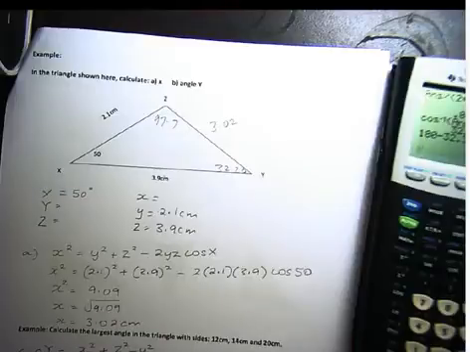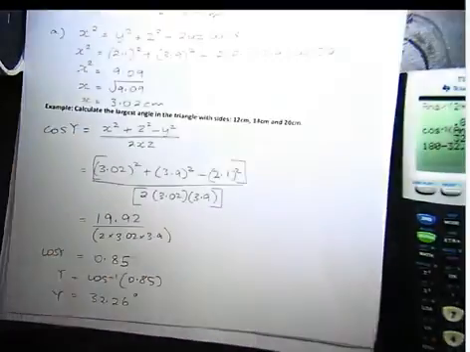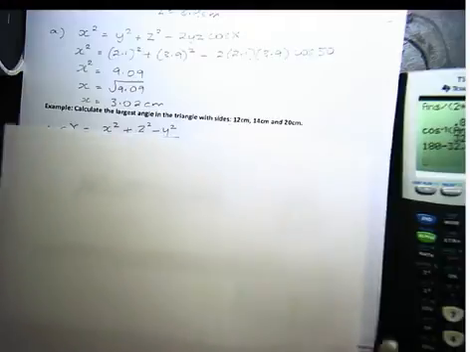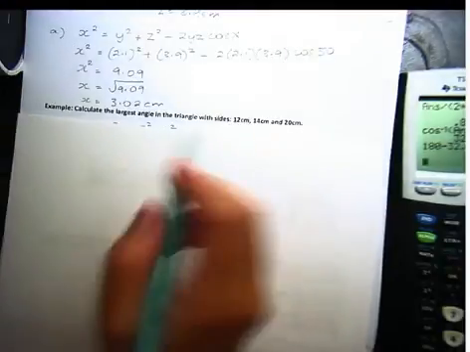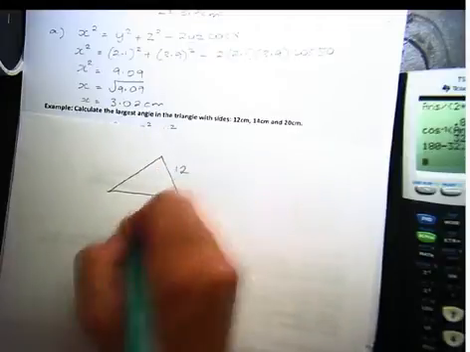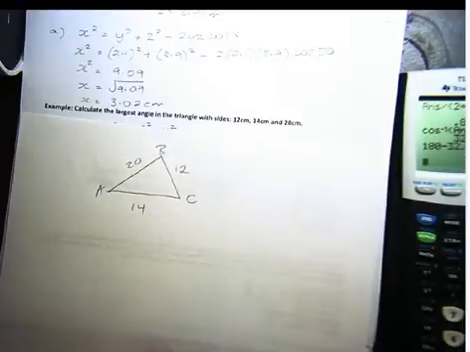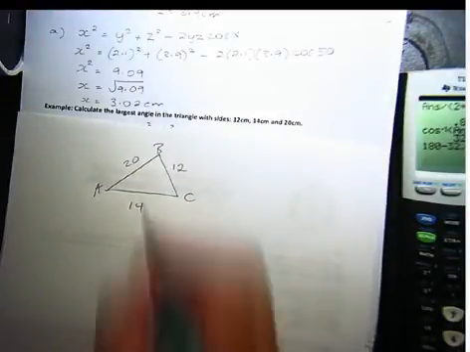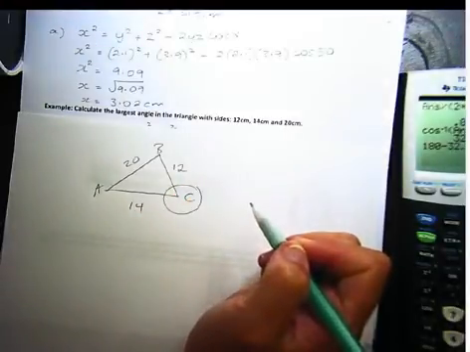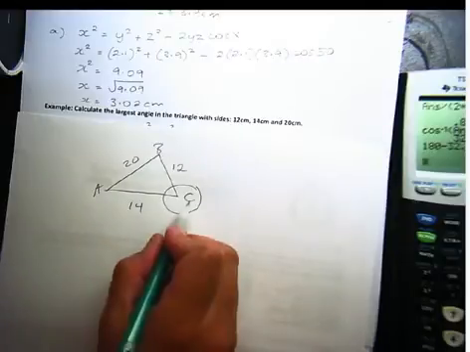Okay, I'm not going to do the next example. Oh, yes, I will. I'll do this example on another piece of paper because it is a good one to do. Calculate the largest angle in a triangle with sides of 12, 14, and 20. So you can call these whatever you want. Now, you know that the largest angle will be the one opposite the largest side. So it'll be C. So I'm going to want to find angle C.